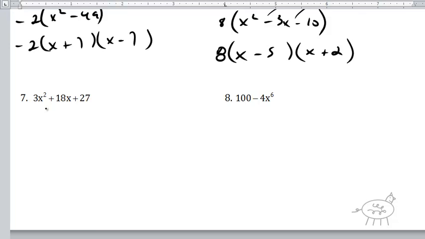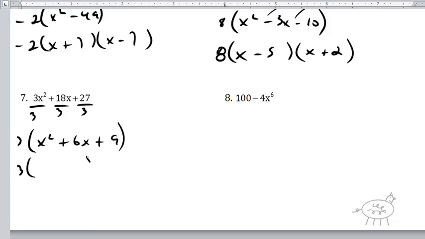Okay, and this one is going to be divided on all sides by 3. So you get 3x squared plus 6x plus 9. And what multiplies to give you 9? Well, first of all, it's plus, plus. And then the answer for this one is 3 and 3, because 3 plus 3 is 6.